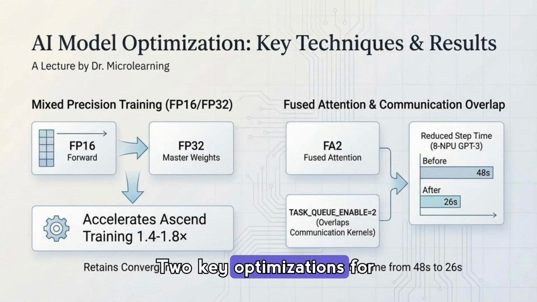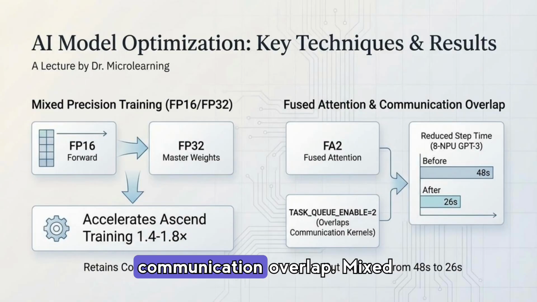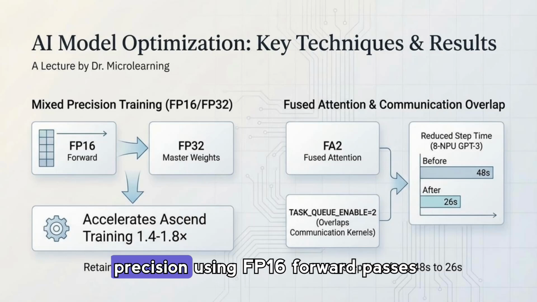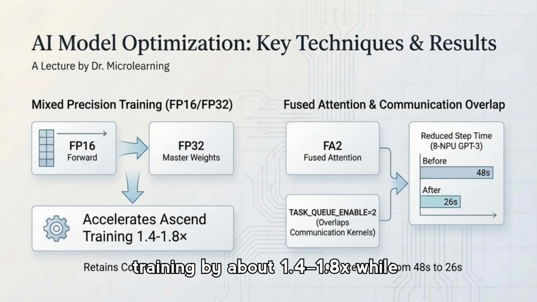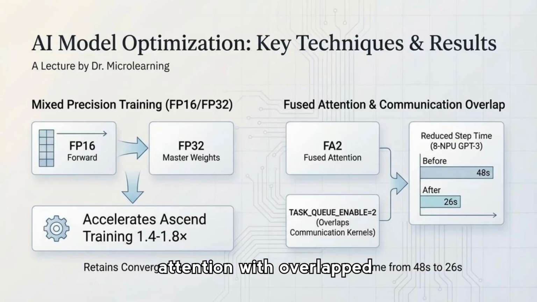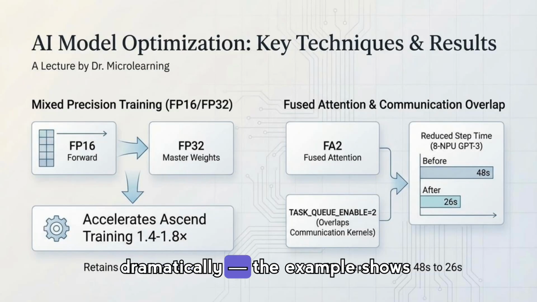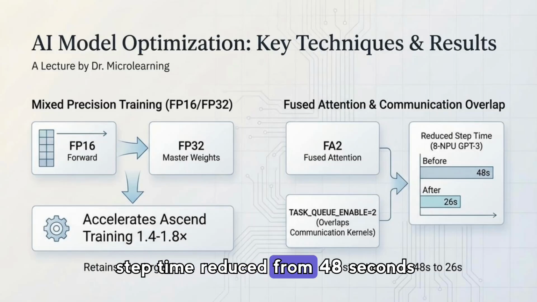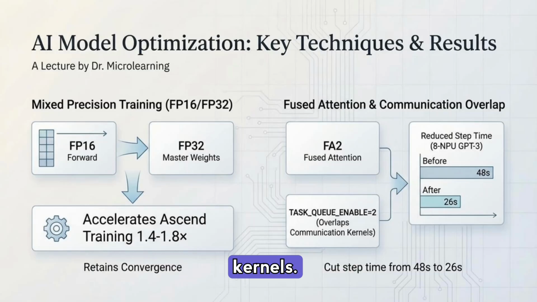Two key optimizations for large model training and inference are mixed precision and communication overlap. Mixed precision, using FP16 forward passes with FP32 master weights, speeds training by about 1.4–1.8x, while keeping convergence, and fused attention with overlapped communication can cut step time dramatically. The example shows step time reduced from 48 seconds down to 26 seconds by overlapping kernels.